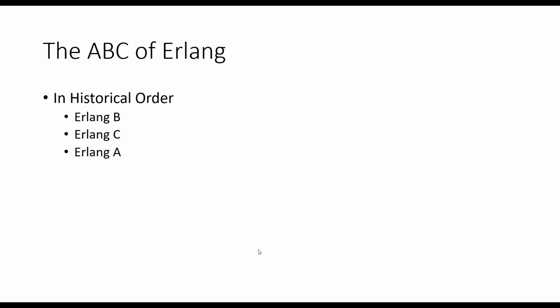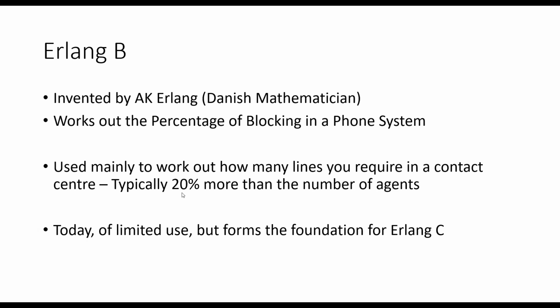In historical order, it started with Erlang B, then went on to Erlang C, and then we've got another one called Erlang A. Certainly the first Erlang equation was invented by A.K. Erlang, a Danish mathematician, and it worked out the percentage of blocking in a phone system. In the old days of analog lines, it was quite useful. It was mainly used to work out how many extra lines more than agents you would require, which was a very useful formula, particularly for us in a contact center.